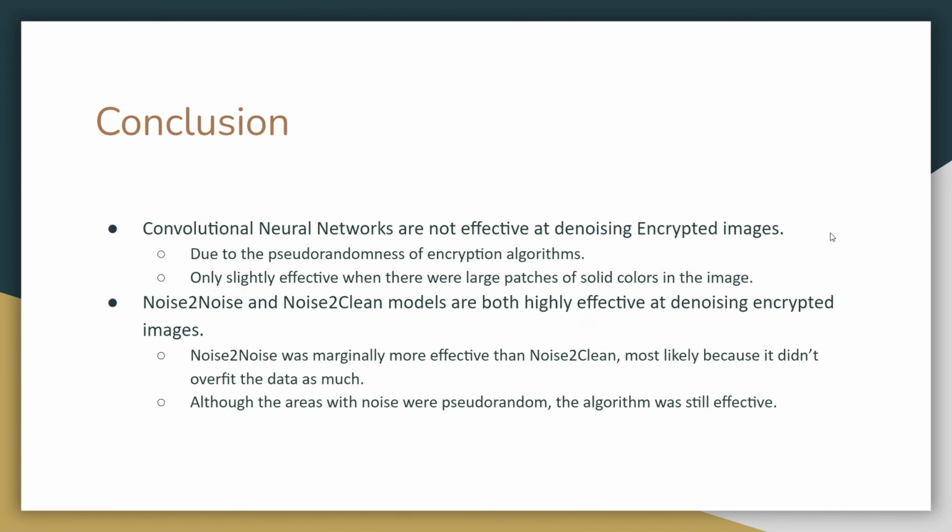And in conclusion, we see that convolutional neural networks are not effective at denoising encrypted images, and this is mostly due to the pseudo-randomness of encryption algorithms. Neural networks and machine learning algorithms rely on there being some way to predict the output based on the input, but since the output is pseudo-random, there's not really any way to predict based on random numbers. And it was only slightly effective when there were large patches of solid colors in the image.